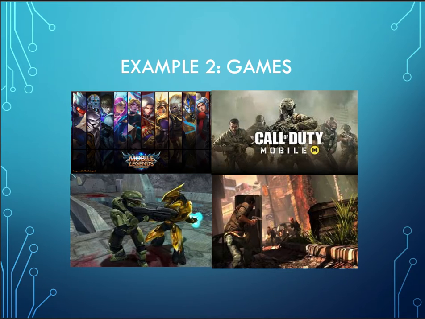Next, we have games, for example multiplayer games such as Mobile Legends, Second Life, Call of Duty, with collaboration of individuals from different parts of the world in order to achieve the same objective, which is to win. And this is even communicated via voice, for example.